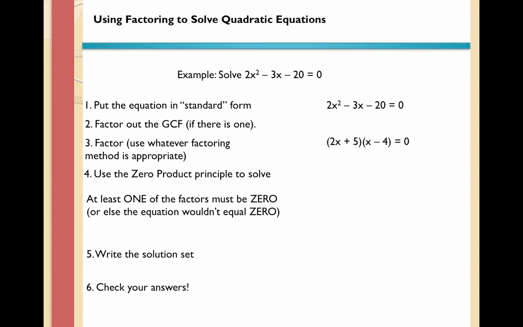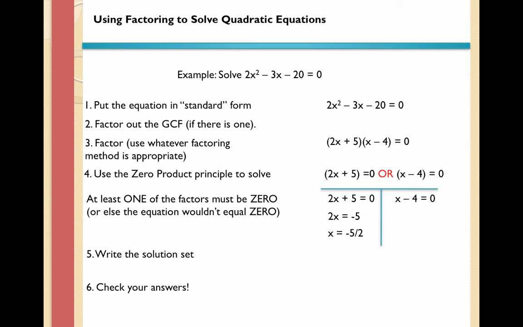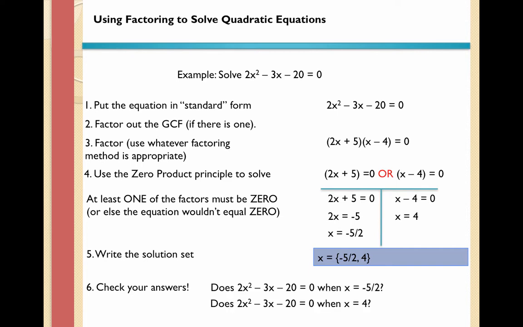So what that means in this situation, we've got our two factors, 2x plus 5 and x minus 4. At least one of them has got to be 0. So this creates two little equations for us to solve. So either 2x plus 5 has got to equal 0, and we solve that like we normally do, or x minus 4 needs to be 0, and we solve that. And that's our solution set. But don't take my word for it. You always, always, always should check your answers.